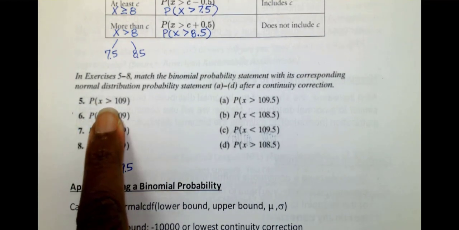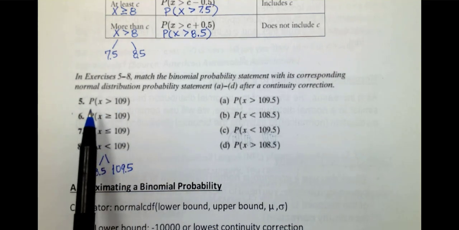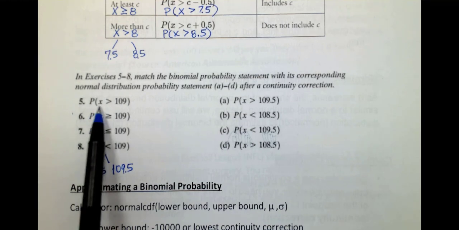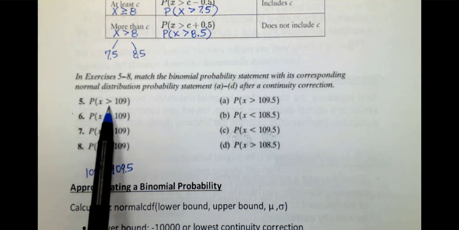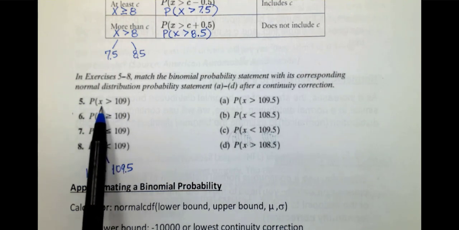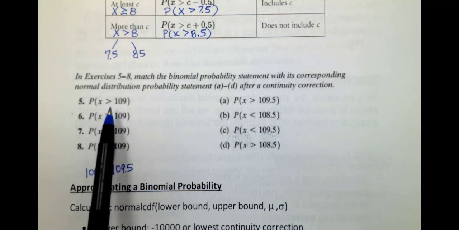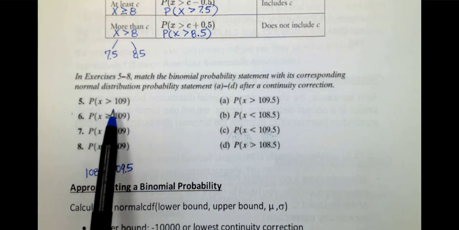So let's look at number 5. You can use your shortcut now if you like, but I'm going to talk about the logic behind this. So I want all the numbers. Remember, this side is how I'm moving. So that's what I mean when I say I want all the numbers greater than, this is my sign, 109, but I don't want 109. I need to skip over 109.